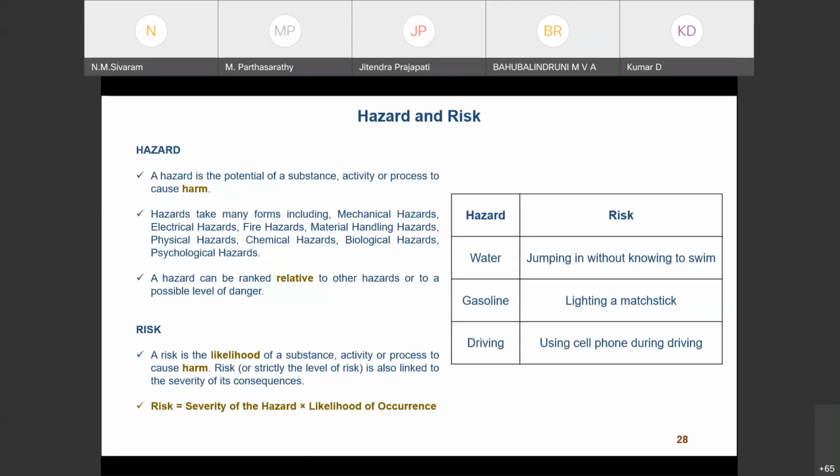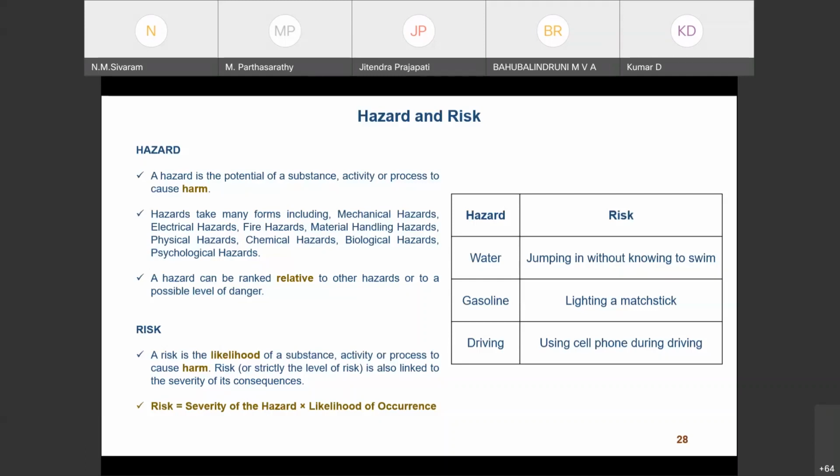Biological hazards are mostly bacteria and viruses. Psychological hazard is something related to behavior. For example, you may have a fear of something, or sometimes there may be a worry about job security. A person may worry about job security, so that may be a psychological hazard. So these are all the broad categories of hazard.